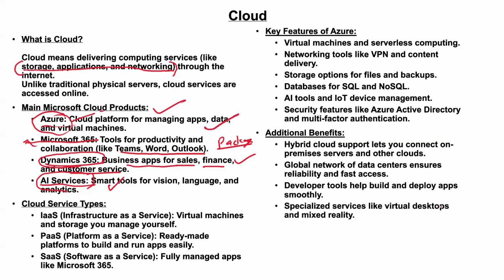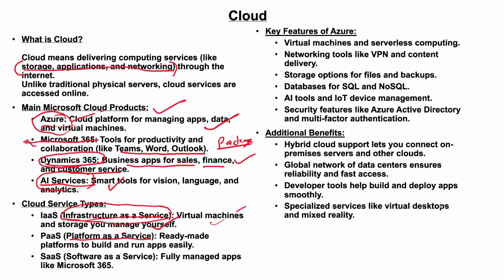Coming to the cloud service types, as I have said, we have infrastructure as a service, platform as a service, and software as a service. Infrastructure as a service works with virtual machines and storage, and it is managed by ourselves. There are a lot of jobs in this part only. Many jobs are there, especially in companies like Birlasoft, L&T, and Accenture. They have openings for this role itself, and they will hire you as infrastructure engineers.